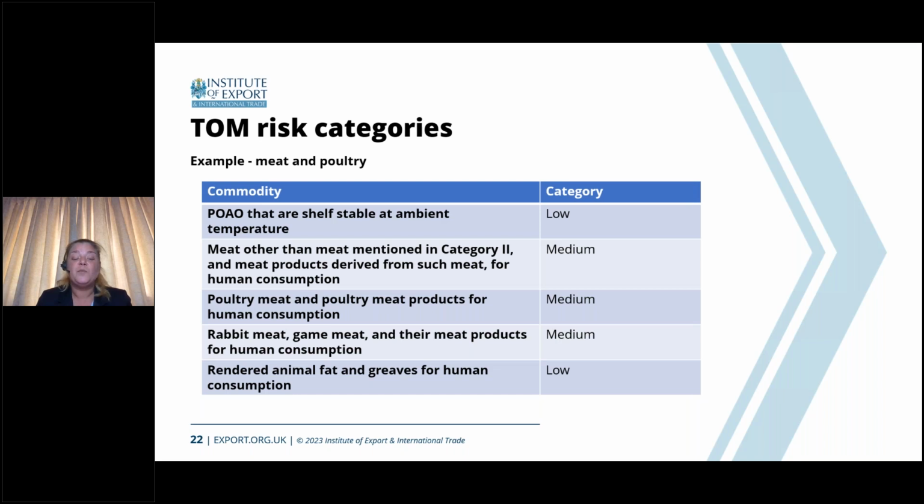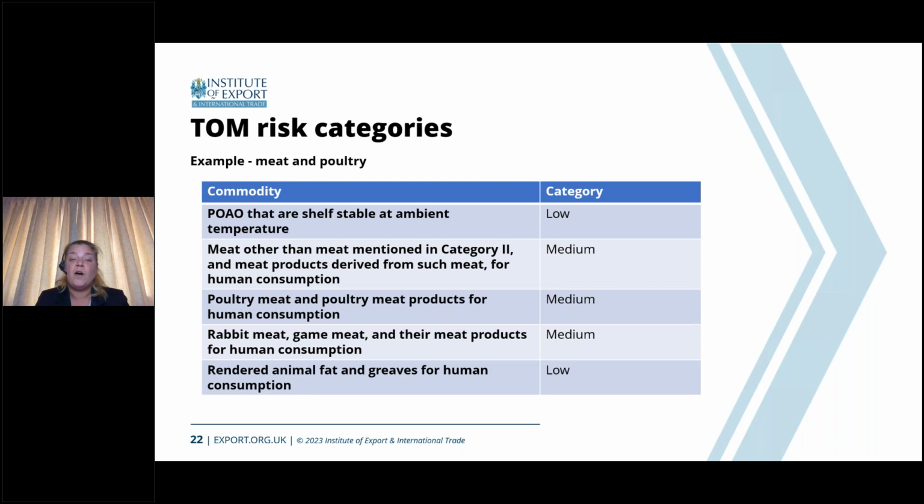So as we did with the phytosanitary, here we've just taken a couple of the key top areas within the meat and poultry, and we've shown you which category they fall into. The ones to note here are the medium, which will have higher requirements, such as the export health certificate.